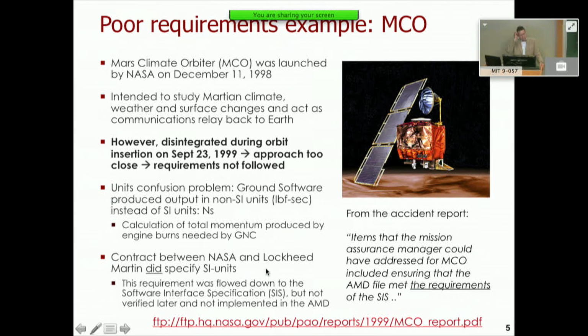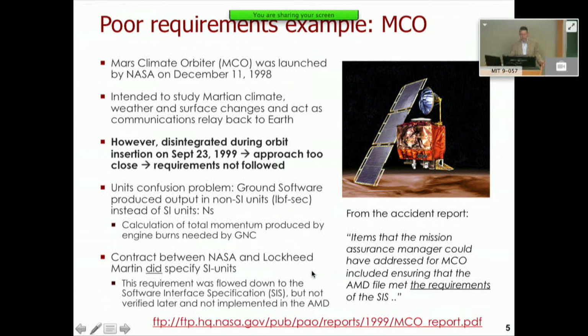Now, if you read the accident report, and I have a link here to the accident report, you will notice that the requirements were actually okay. The requirements were written correctly. Specifically, there was a document called the Software Interface Specification, SIS, that specified everything should be in SI units on the ground segment and on the space segment. But the problem is that this was not checked and implemented.